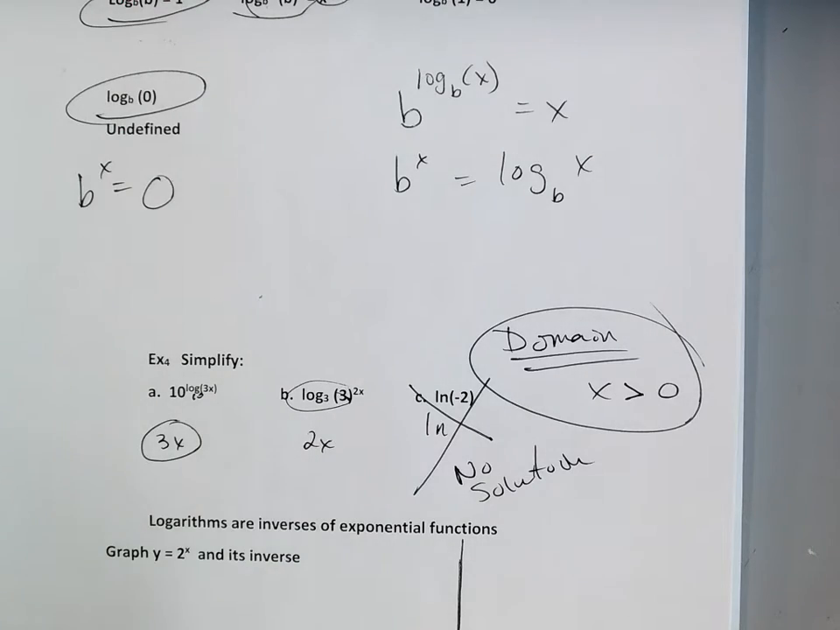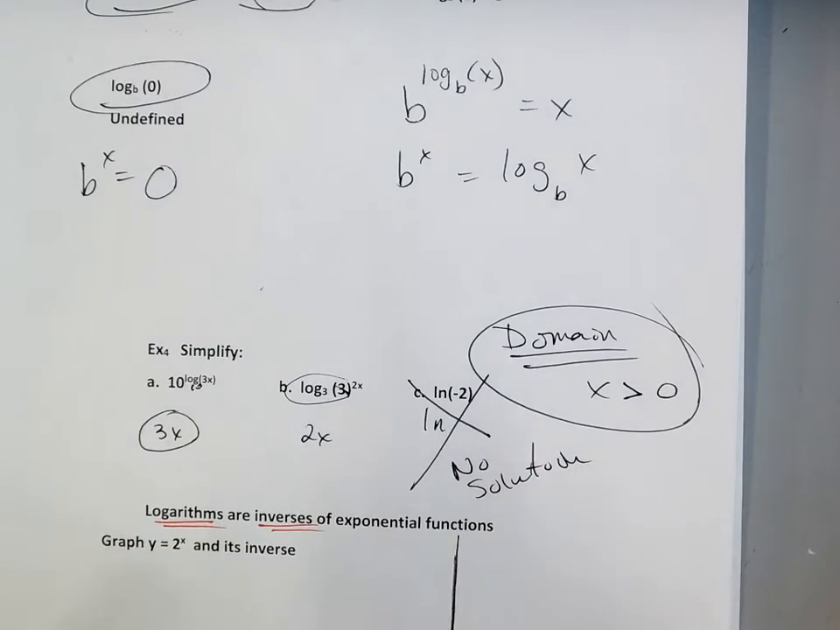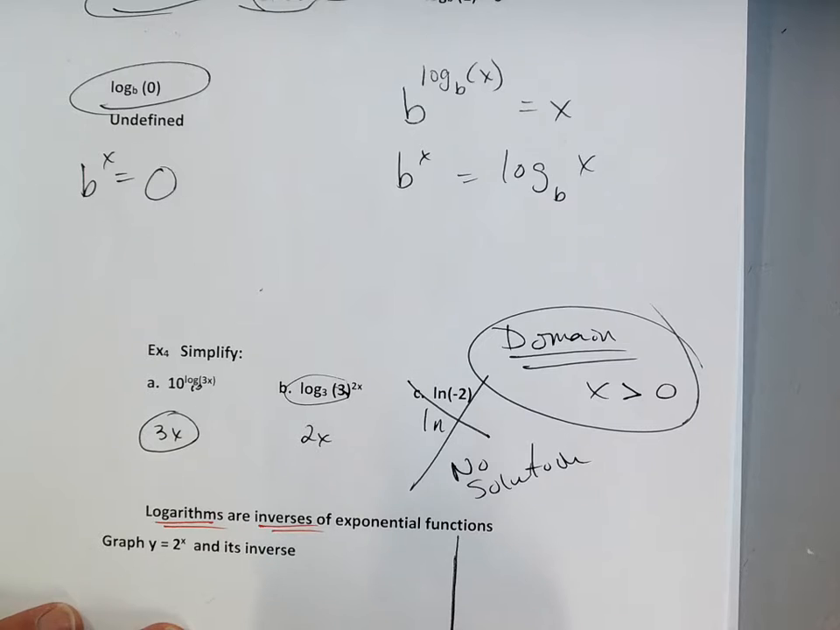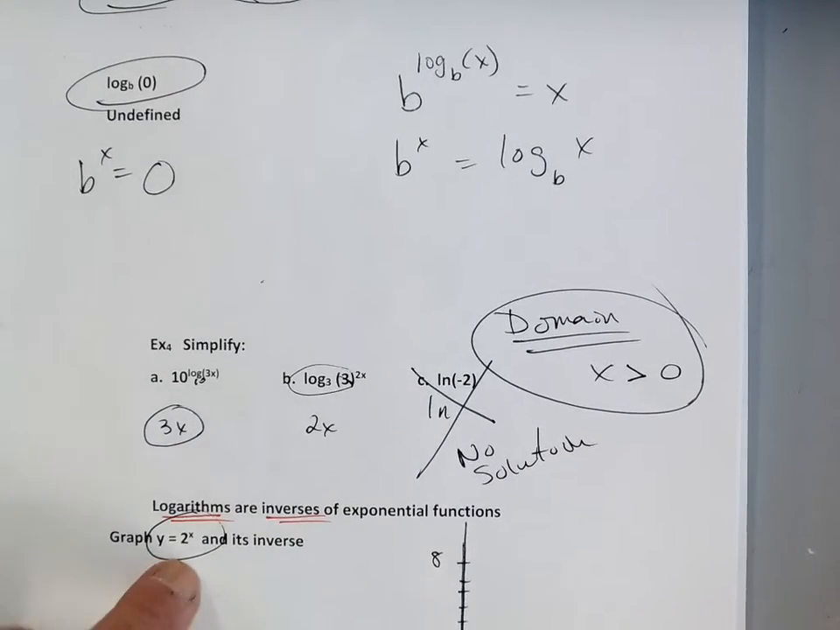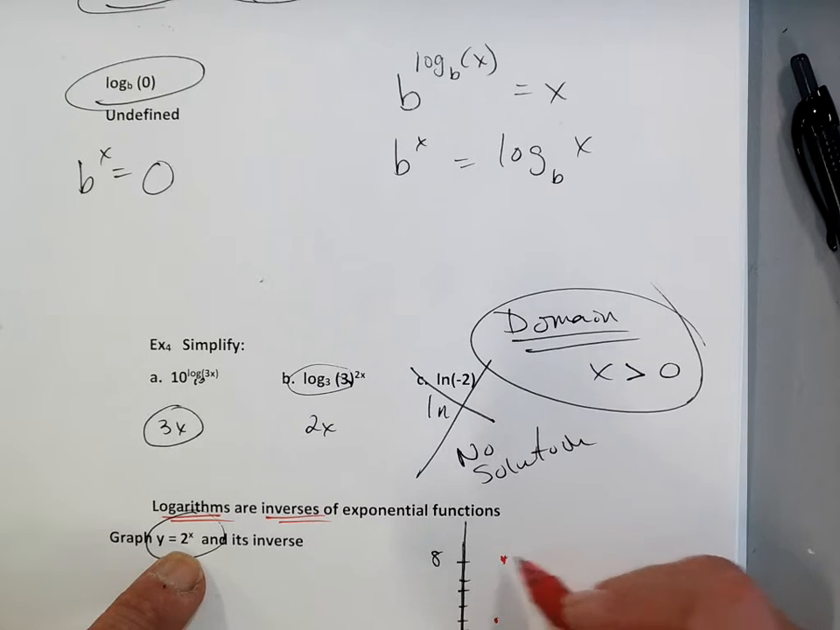So logs and exponentials are inverses of each other. Let's graph y equals 2 to the x. Let me go 1, 2, 3, 4, 5, 6, 7, 8 and -1, -2. If we graph just this one, it looks like this. Then 2 to the 1 power is 2, 2 to the 2 power is 4, 2 to the 3rd power is 8, 2 to the -1 power is positive 1/2, and 2 to the -2 is 1/4.